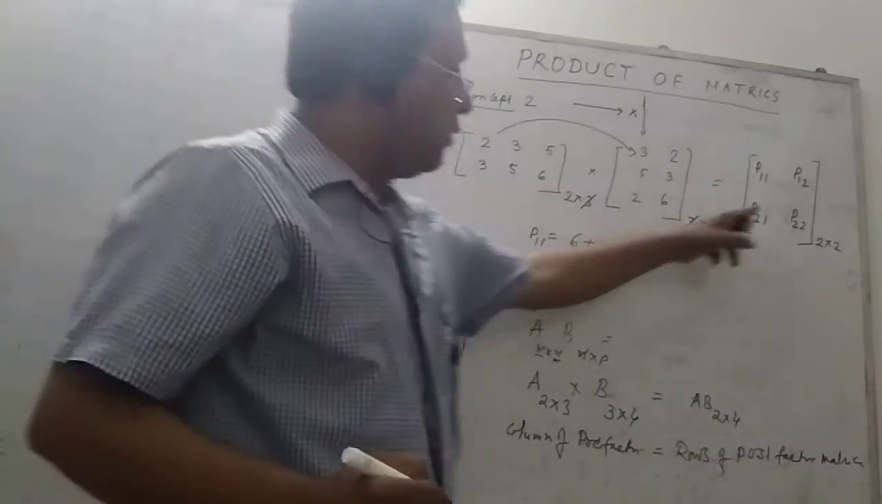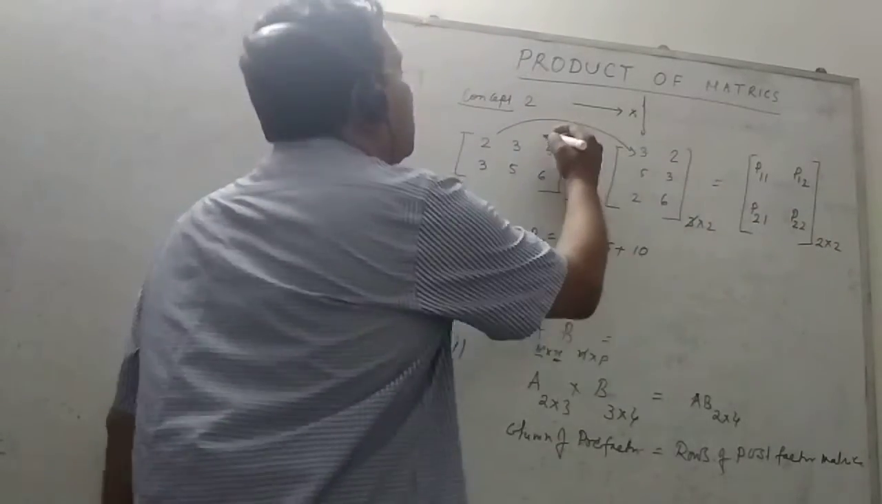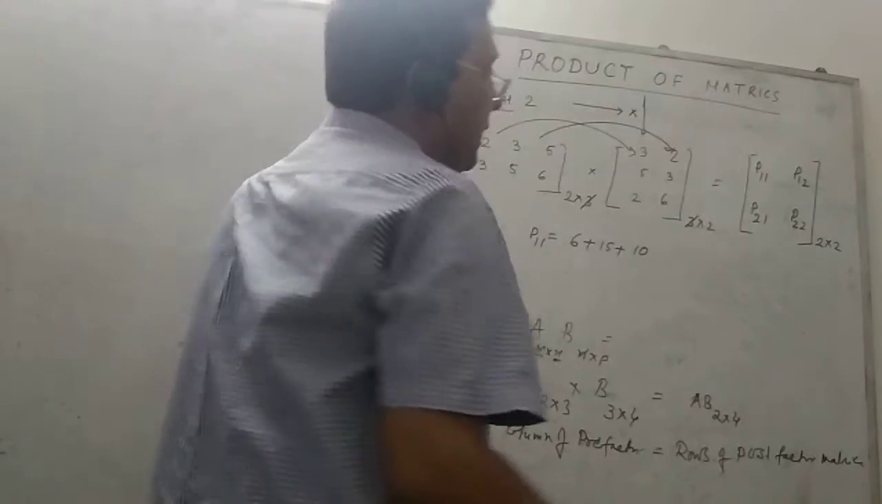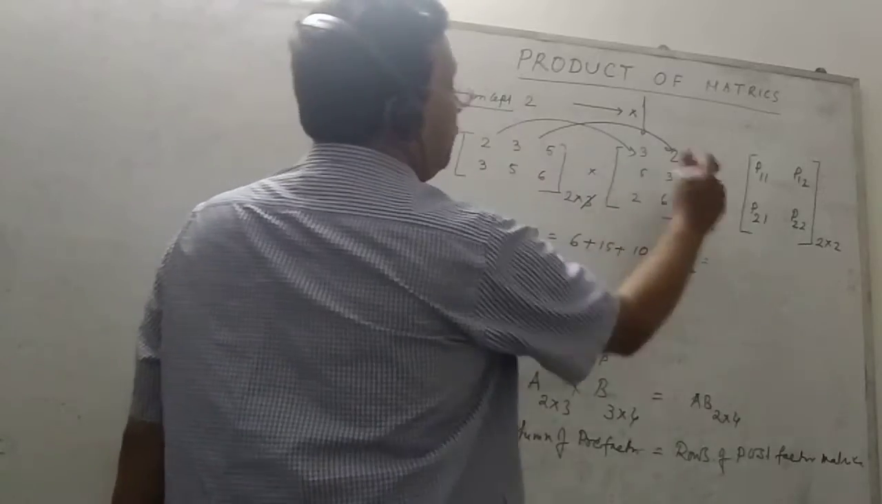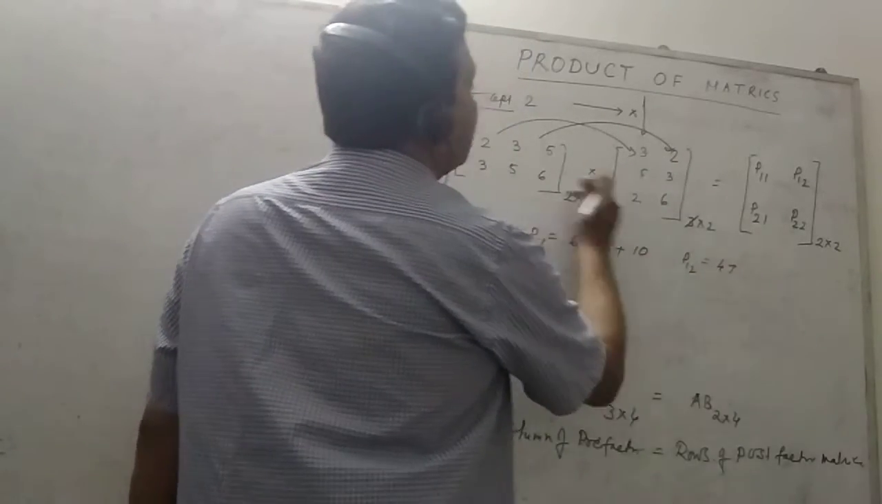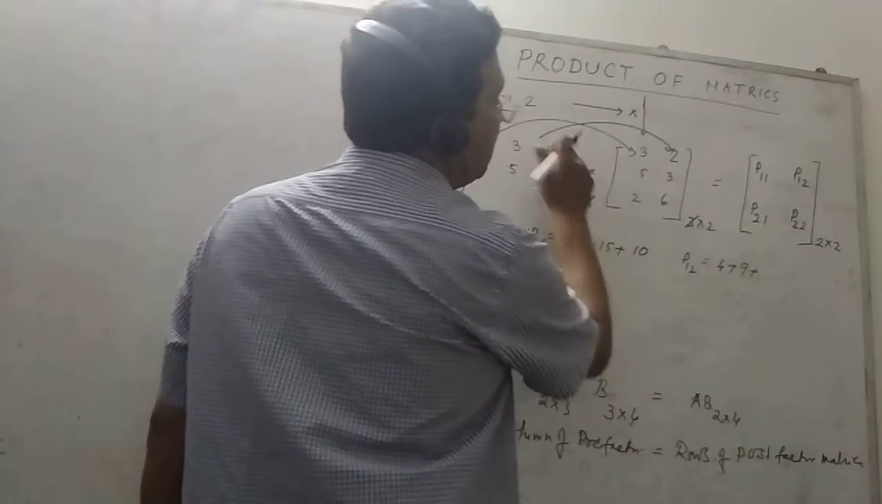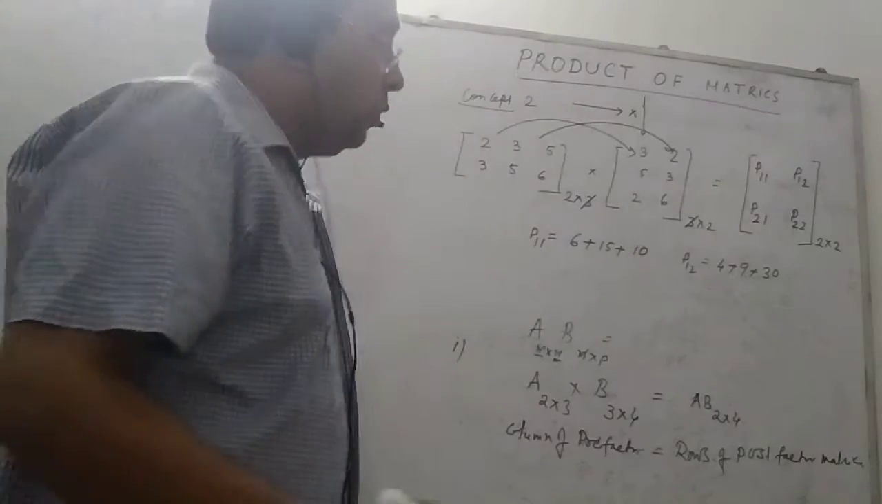What is your P12? Very simple. First row and second column. Here I can get P12, that is 2 into 2, 4, plus 3 into 3, 9, plus 5 into 6, 30. So in this way we can get the P12.